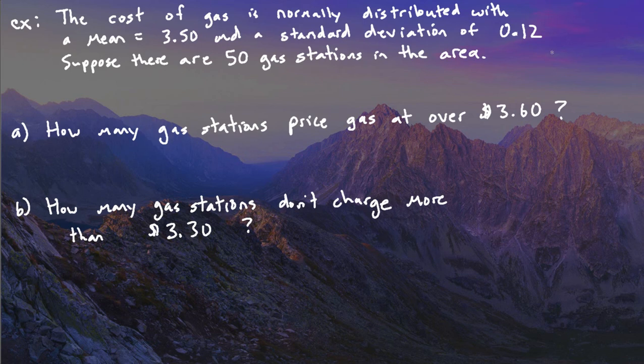The cost of gas is normally distributed with a mean of 350 and a standard deviation of 12 cents. Suppose there are 50 gas stations in the area. Now look at this question as how many gas stations price gas at over $3.60. So we aren't looking for the probability, though we need it. So we are going to first find the probability that we get a gas station over this amount. So we're going to take our 50 gas stations and multiply by the probability that we get.